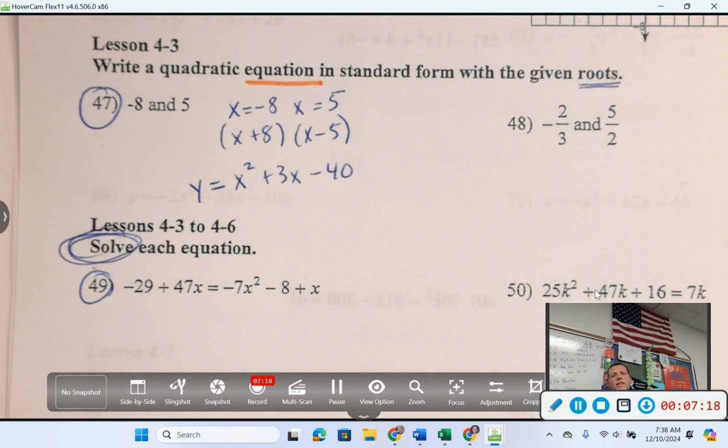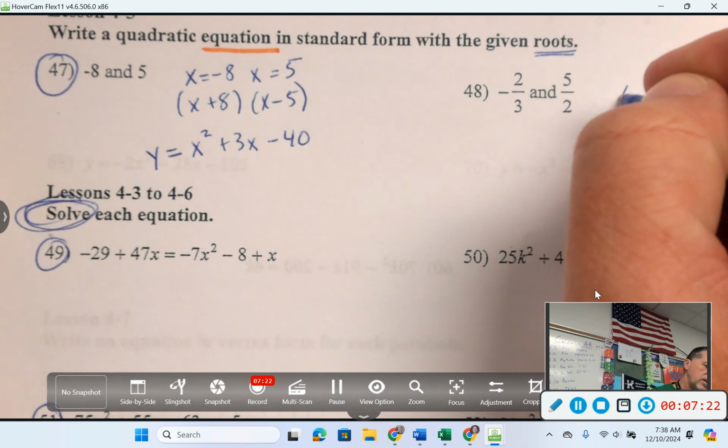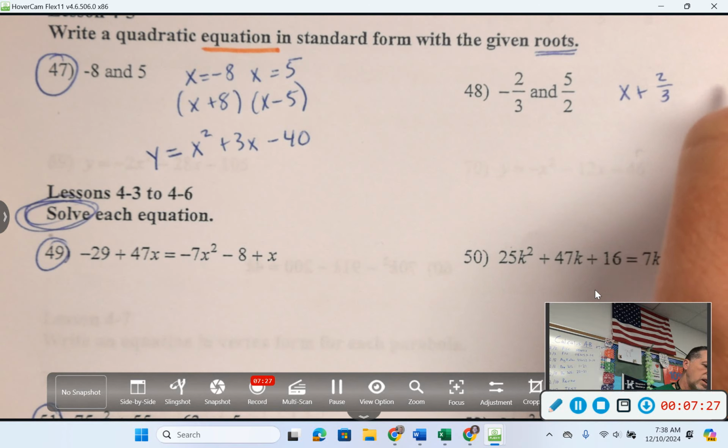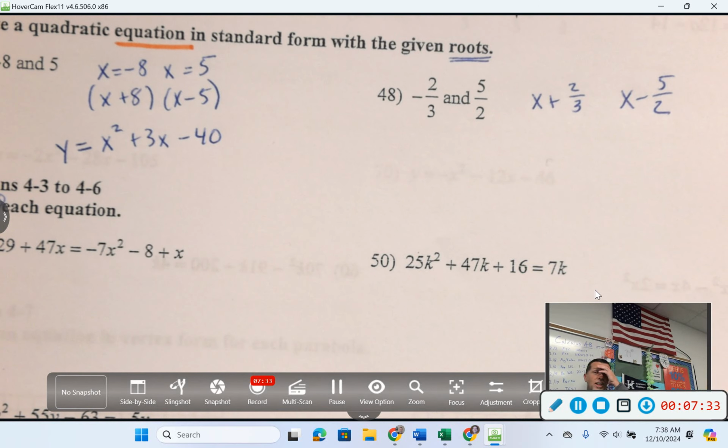Honestly, those ones aren't too bad. Ooh, but 48. Maybe we should have done that one first. No. It's 2x plus. No, minus. It's just some weird fractions. Let's figure out what the weird fractions are. So I could start like that, but I don't want to multiply that out because that'd be ugly.